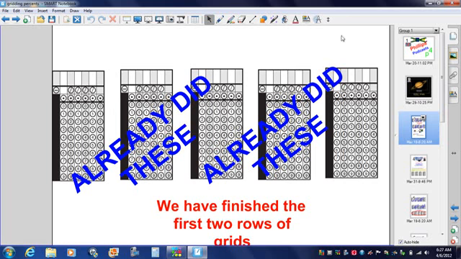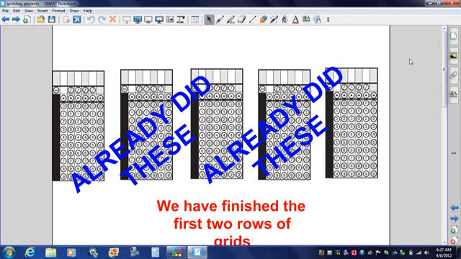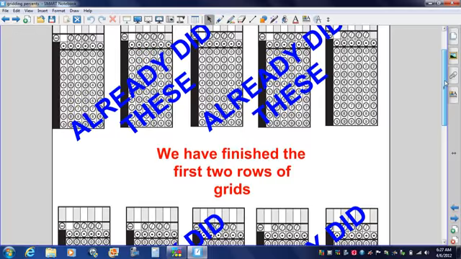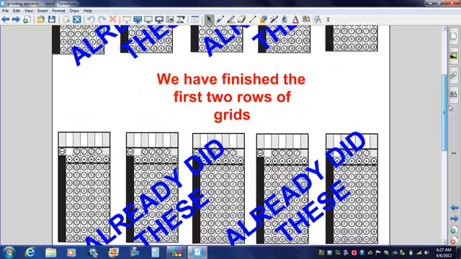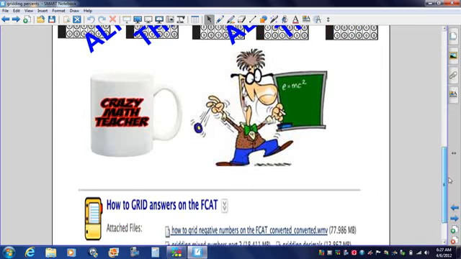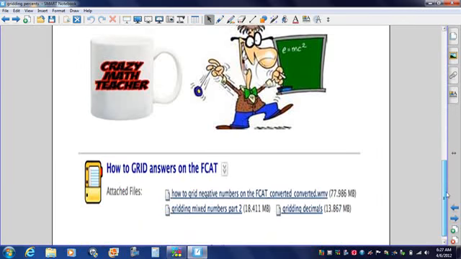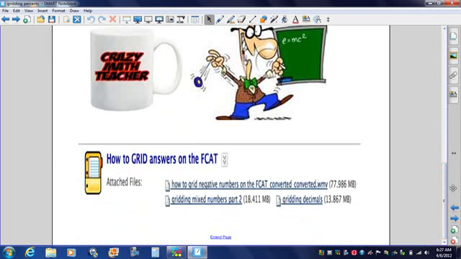On the back of your FCAT review packet, we have finished the first two rows of the grids. If you've not finished the first two rows of the grids, then please ask the crazy math teacher for a pass or take your packet home, and you can either come back later today, complete the grids that you missed, or you can complete it over the break this weekend and get caught up.